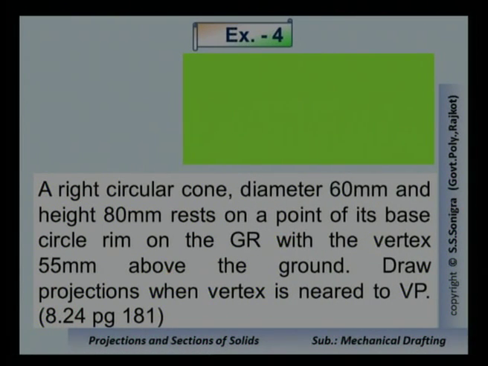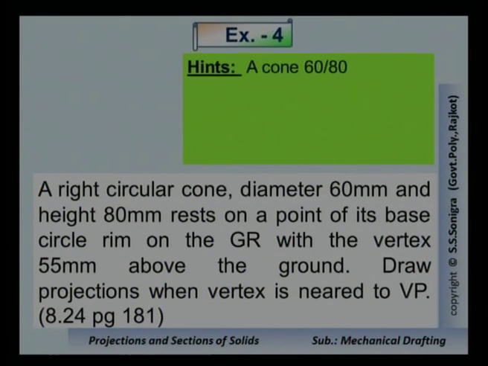A right circular cone, diameter 60 mm and height 80 mm, rests on a point on its base circle rim on ground with the vertex 55 mm above the ground. Draw projections when vertex is nearer to vertical plane. So here let me take the hints.